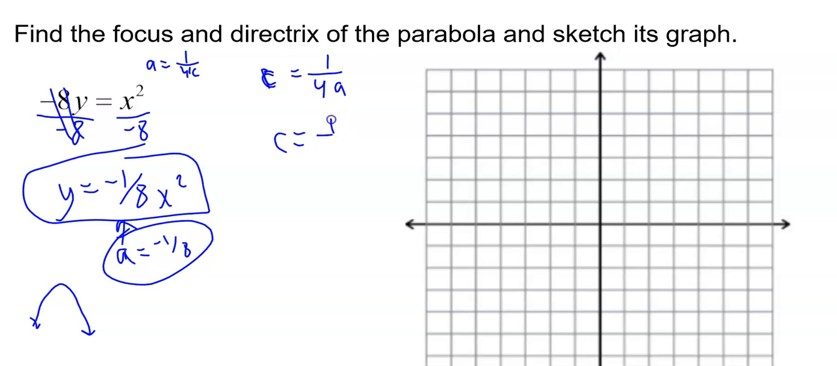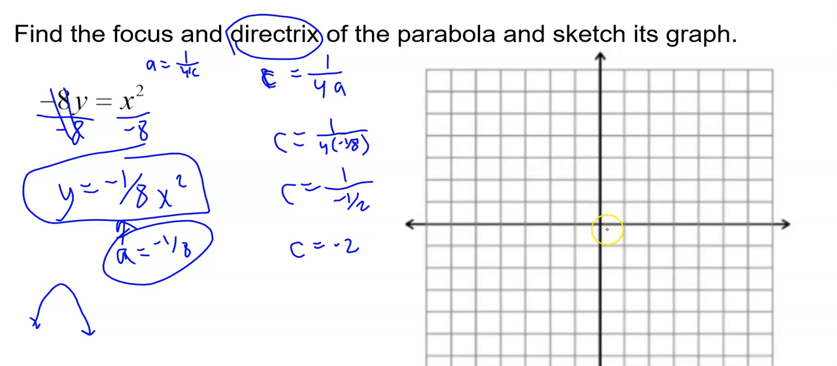So C equals 1 over 4 times negative 1/8, my A. So this is 1 over negative 4 eighths, which is negative 1/2. So C equals negative 2. My equation for the directrix, you can do this two different ways. One way is to say C is negative 2, so I know 0 comma C is my focus point. That's got to be my vertex, because all these are under the assumption in this first chapter that the vertex point is at 0, 0.